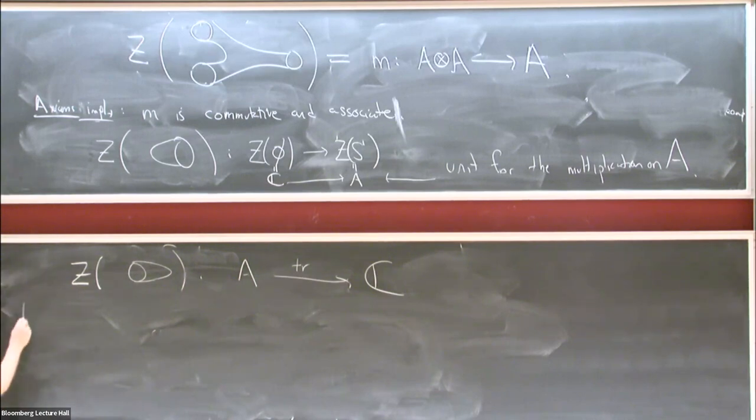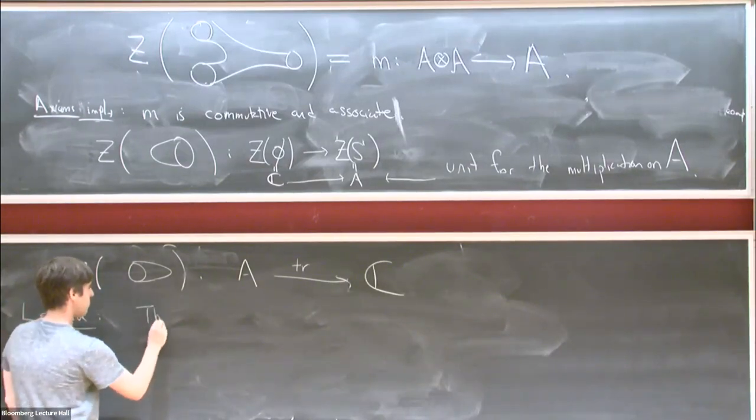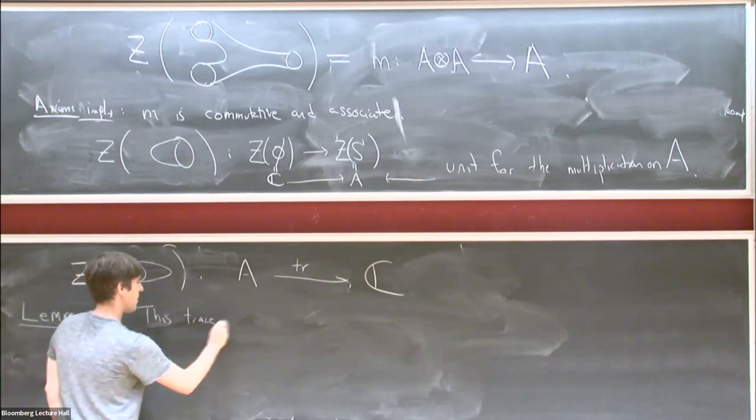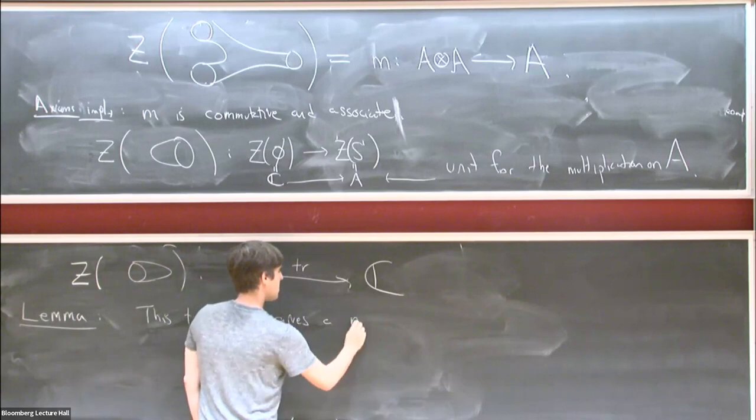A rule of thumb that someone once gave me for a math talk is that every talk should have at least one proof in it. I'm going to apply this rule here. I'm going to prove this one thing because it's going to come up several times in this lecture. So, a lemma: this trace map gives a non-degenerate pairing.